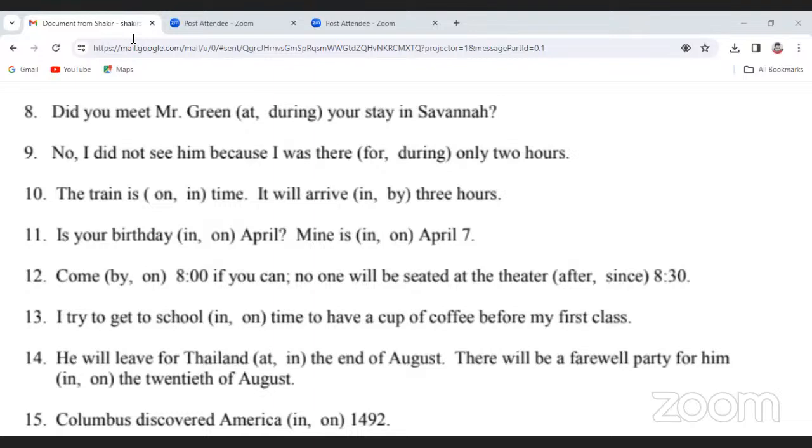Number 13. I try to get to school dash time to have a cup of coffee before my first class. I try to get to school on time. On is the correct answer. On time. Absolutely, on is absolutely correct.